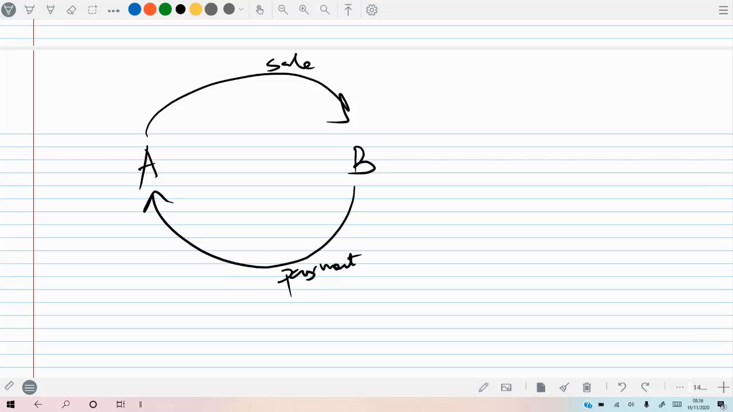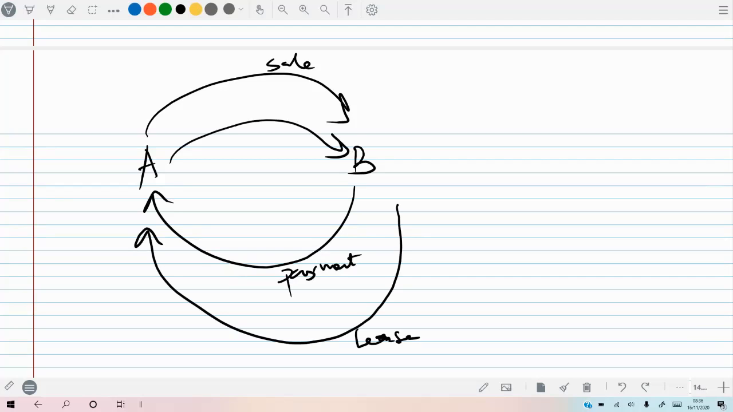So the asset comes back through a lease contract. And of course, party A promises party B to be paying lease rentals every now and then. So party A will be paying rent to party B, based on the new agreement they have. So there is a lease contract between party A and party B.